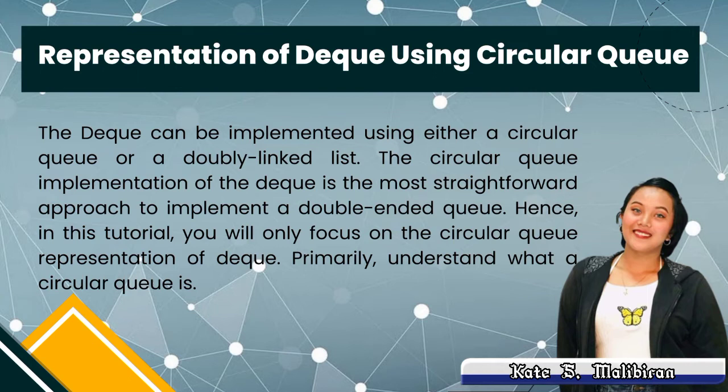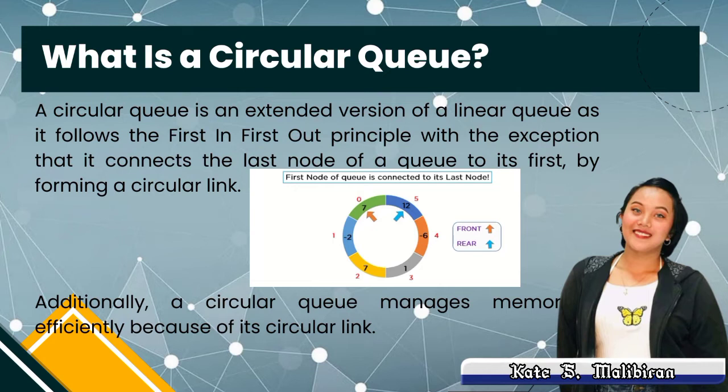Primarily, understand what a circular queue is. What is a circular queue? A circular queue is an extended version of a linear queue, as it follows the first in first out principle, with the exception that it connects the last node of a queue to its first by forming a circular link. Hence, it is also called a ring buffer. The illustration of a circular queue below shows the connectivity between the queue's first and last node.